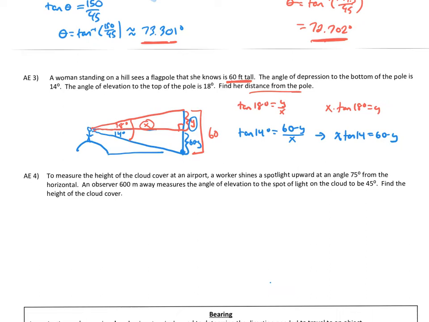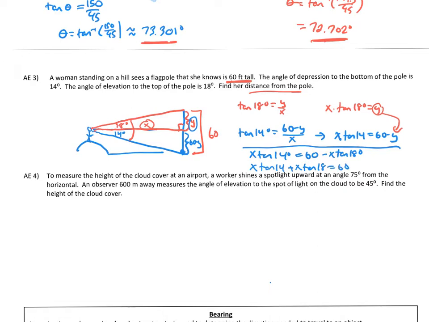I think I'm just going to go ahead and substitute this in place of y down here and get everything in terms of x. So, with that in mind, I will take x tangent of 14 degrees equals 60 minus x tangent of 18 degrees. And then bring both x's to the same side. x tangent of 14 plus x tangent of 18 will equal 60.